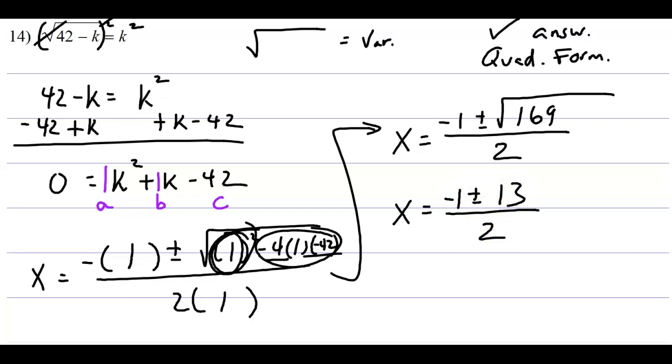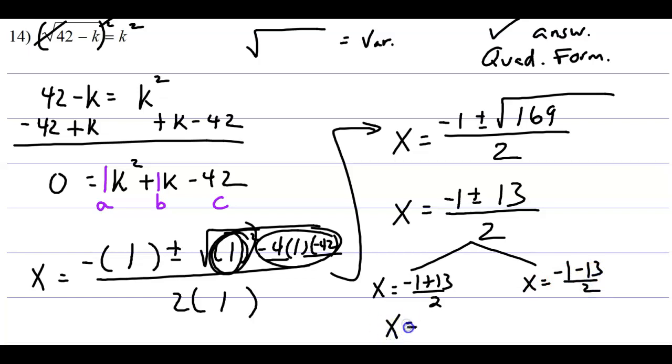And after that, you're just going to split it up into two separate problems. One where you have plus 13 over 2, and another one where you have minus 13 over 2. And so for the one over here on the left, negative 1 plus 13 is 12, divided by 2 is 6. The one on the right, negative 1 minus 13 is negative 14, divided by 2 is negative 7. And so my two answers that I'm getting are 6 and negative 7, which are nice answers, as I said.